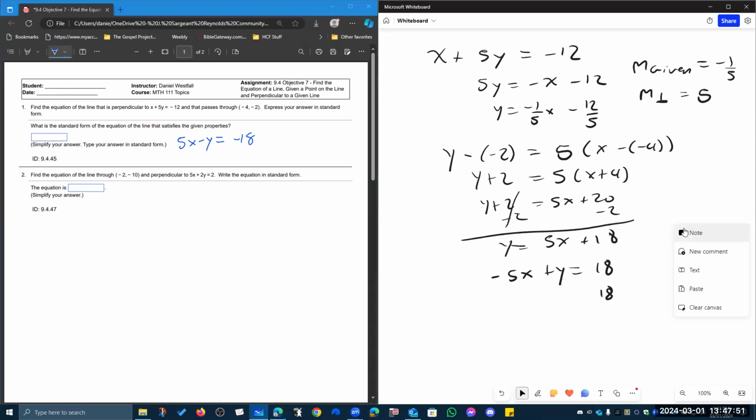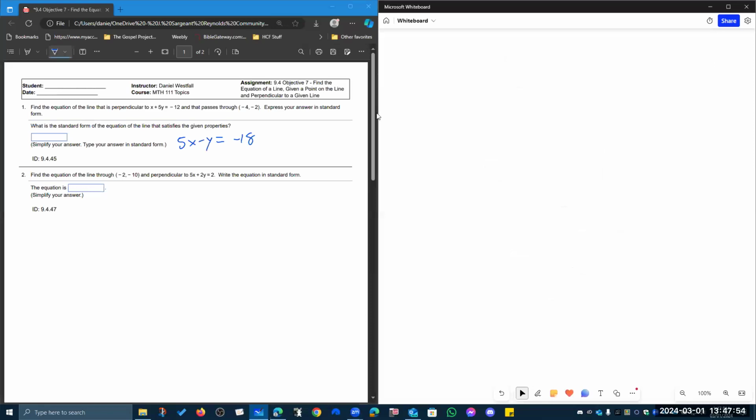Let's clear the canvas here. We're starting off with x plus 5y equals negative 12. Now what I'm going to do, you probably saw this, is that because they switch positions and change sign, I can go ahead and make this 5x minus y. So I switch the places of the 1 and the 5, and I switch the sign. If it's addition, I make it subtraction. If it's subtraction, I make it addition.